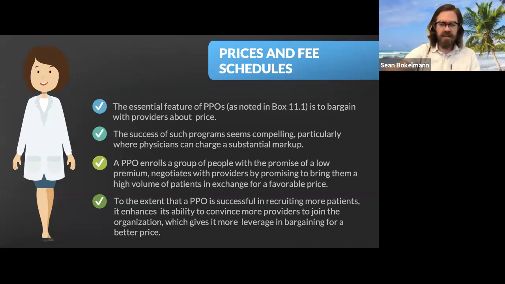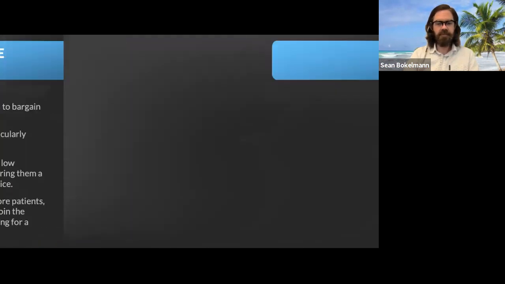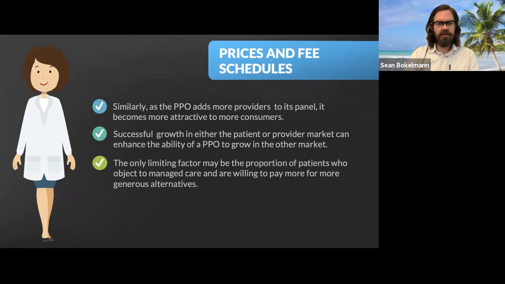So all of these things are kind of codependent. Promising low premiums to patients to get a lot of them on board, and then going to doctors and saying, hey, look at all the patients we have. If you give us a better price, we'll give you access to all these patients. And also, as the PPO gets more providers, it also becomes more attractive to consumers. So all of these things are feeding back on each other, supporting one another. And so what's going to determine whether the PPO is ultimately successful is its ability to gather both patients and providers.